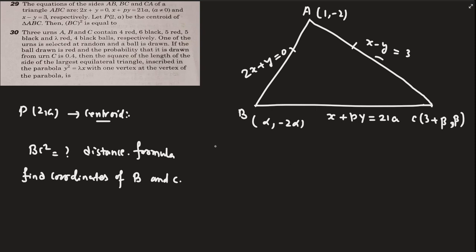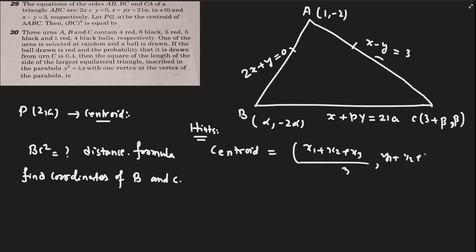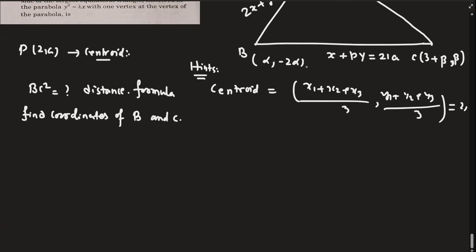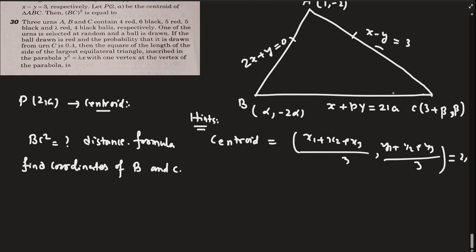Apply the formula for centroid. So some hints I want to give you so that you can easily calculate the centroid. Centroid is the sum of all the x coordinates divided by 3. Here centroid is given as (2, a). So from here you are getting some equations.